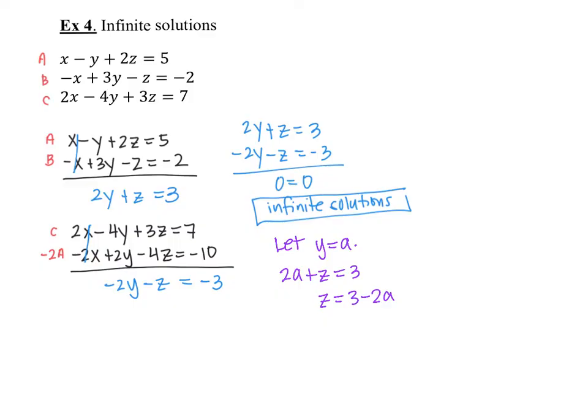Now I need x. Okay, to get x, I need to use one of the original equations. Which one? I think I'll use equation A just because it looks a little easier. I'm trying to solve for x. So I'm going to plug in for y and z. So I have x minus, for y, remember I let y equal a, plus 2 times z. And for z, I found that to be 3 minus 2a equals 5. And that's because I plugged into equation A. So x minus a plus 6. Watch out, because my a's turn into 9s very easily.